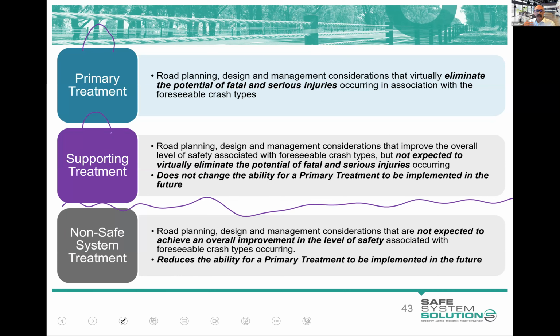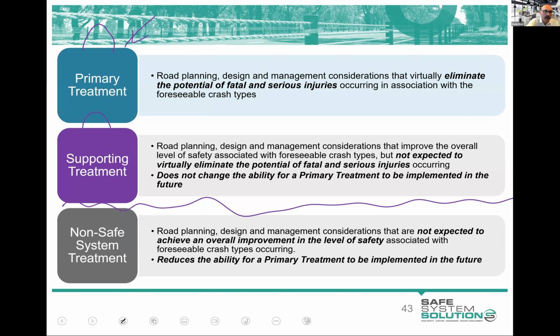But you could, in a safe system assessment, have 3 or 4 primary treatments in your recommendations. Or you could have just supporting. And supporting are ones that you expect to improve road safety, but are not going to virtually eliminate death and serious injury. Now, we push to put primaries in always and make those recommendations and push project teams and designers to do more and do better and get these primary treatments in. But sometimes we're putting supporting treatments as well.